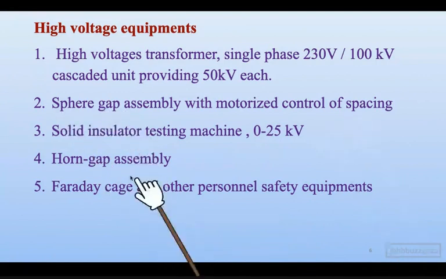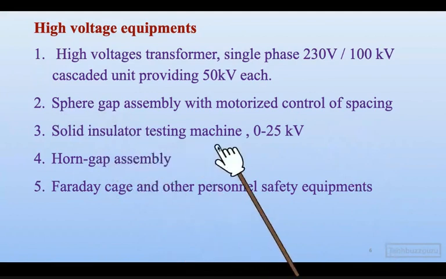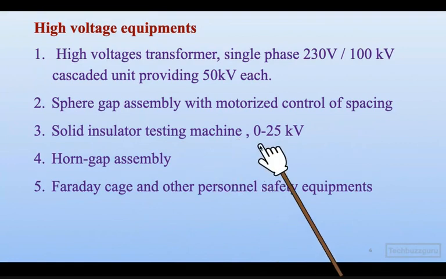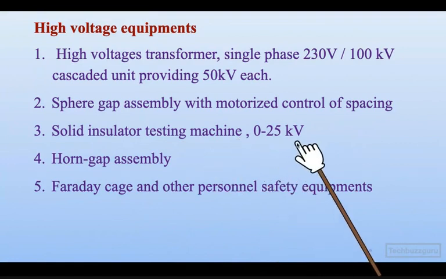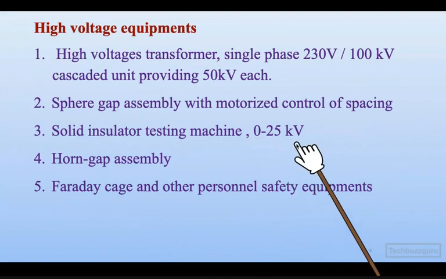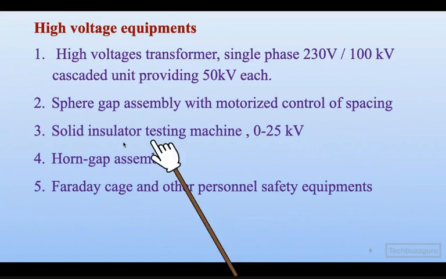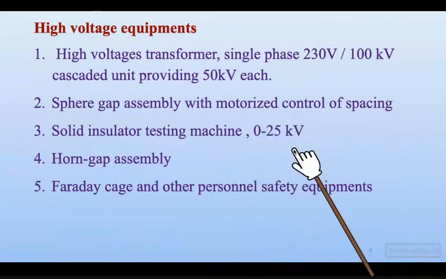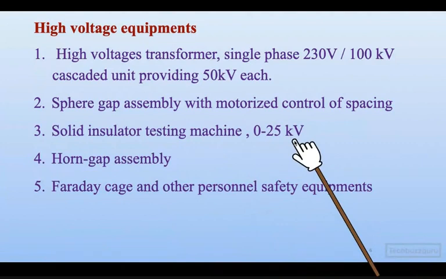Next is a solid insulator testing machine we have, where we can test paper, cardboard, and other solid insulators. It can provide a voltage range of 0 to 25 kV. It is a very compact unit, sort of portable, and can be kept on a normal lab table. We are going to check it with the experiment. That is the solid insulator testing machine. Two electrodes are there, across which we can place a suitable sample and apply voltage up to 25 kV.